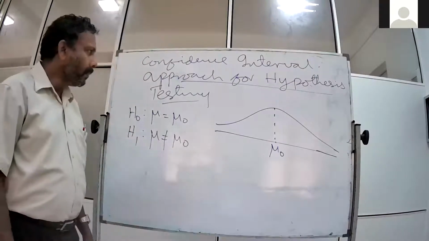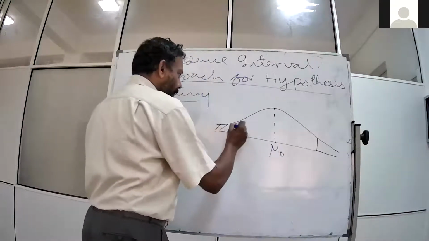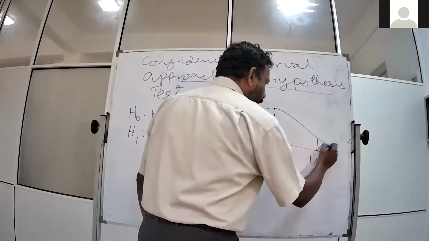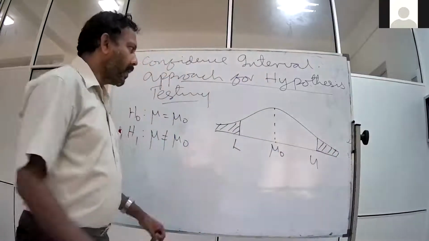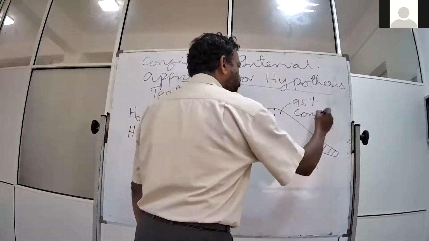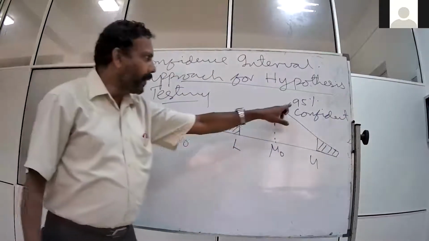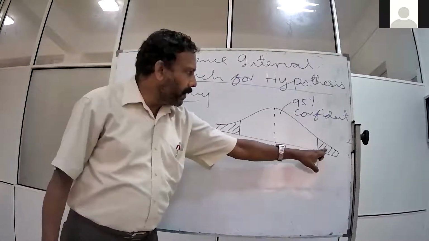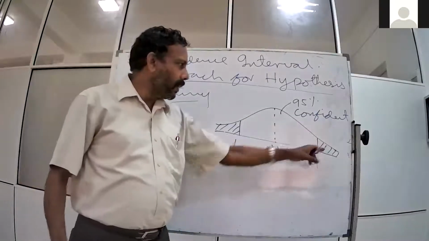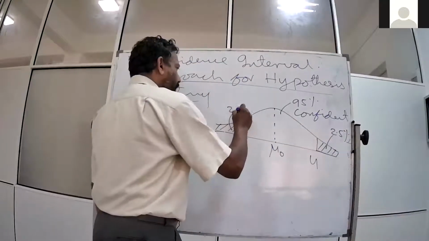So here we can have a confidence interval where this is called the lower limit, this is called the upper limit. Suppose, let's say this is 95% confidence. If this is 95%, what is the percentage in each tail? Symmetry. Can you all recall? 2.5, sir. Yeah, this is 2.5%. This is 2.5%.